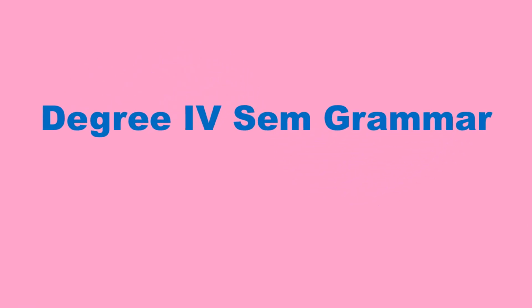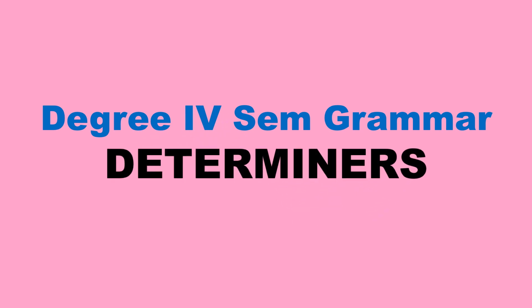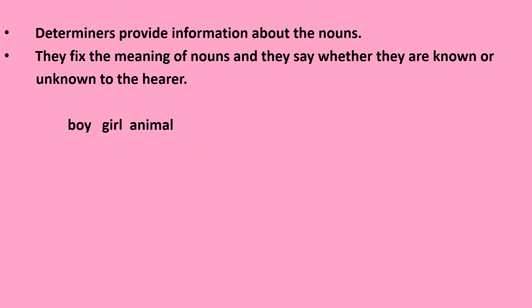Hello everyone. Today we are going to discuss the degree 4th semester grammar syllabus: determiners. The other name for determiners is fixing words. So what do the determiners do? The determiners provide information about the nouns. They fix the meaning of nouns and they say whether they are known or unknown to the hearer.